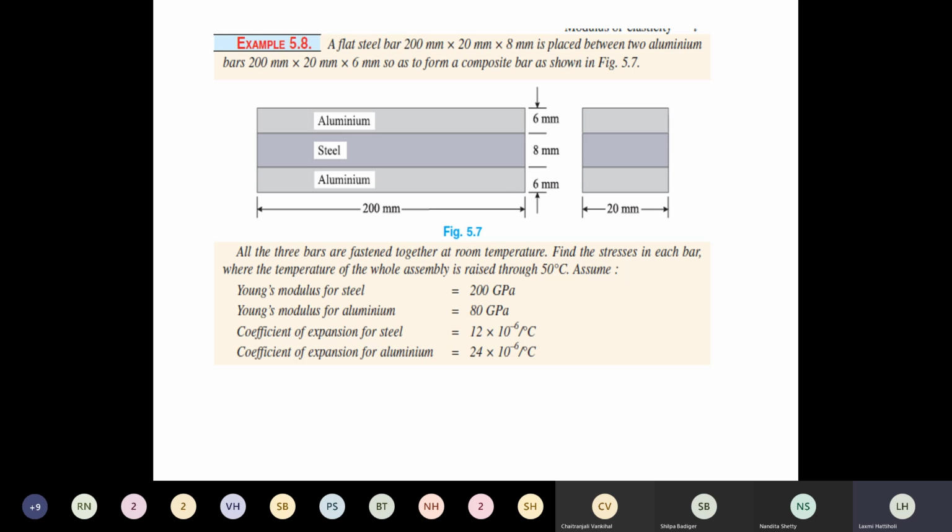Now next, assume Young's modulus is given to you for steel. Young's modulus for aluminium is given to you, that is in gigapascal, convert in Newton per mm square. Next, coefficient of thermal expansion for steel is given and aluminium is given. Now you can observe carefully, once again it is alpha A minus alpha S, right? Because aluminium is 24 and steel is 12. So once again it is alpha A minus alpha S, 24 minus 12, correct? Have you understood this question? Yes, ma'am.